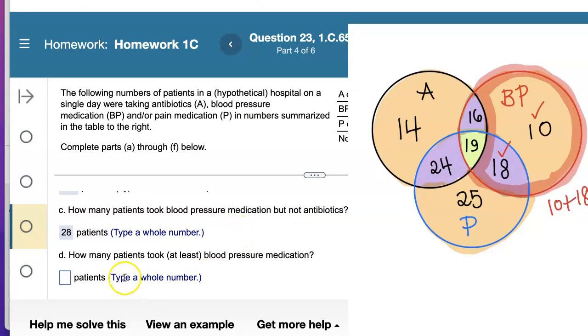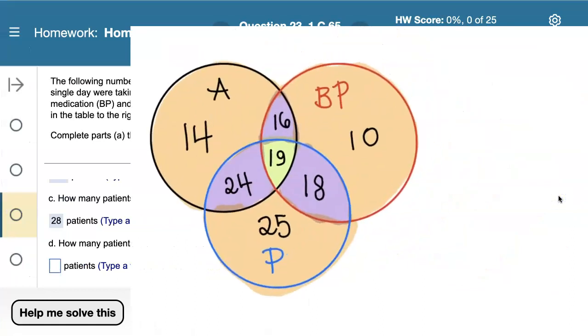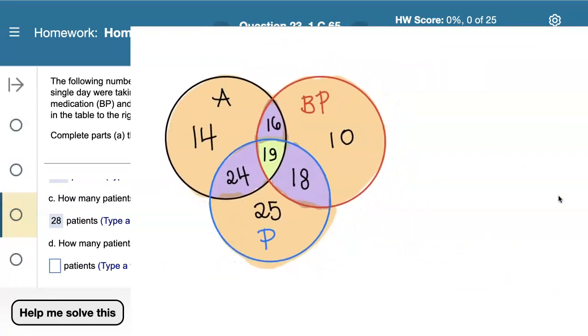All right, part D. How many patients took at least blood pressure medication? That's a simple question, actually. So when you look at the circle for BP, we have, oh, those they wanted right here. So if you are in this circle, you took at least blood pressure medication. So what we're going to do is add up all those numbers that are inside that red circle.